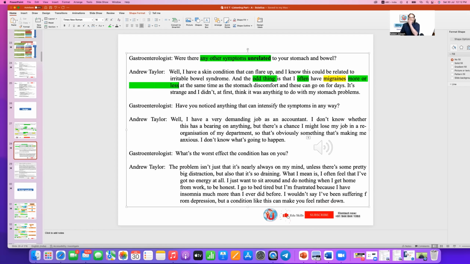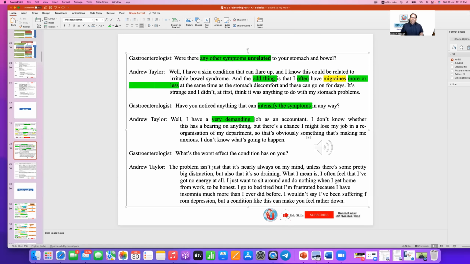From left and right, scales are pointing at it. Yes. See anything that can intensify the symptoms. Okay. Yeah, triggering factors. Then, yeah, very demanding. Okay. Demanding. Again, it's a scale expression. Very demanding. It's not slightly demanding. It's highly demanding. It's less demanding.